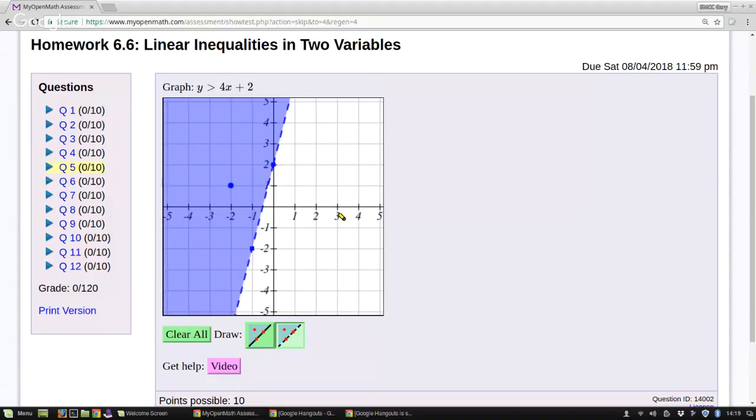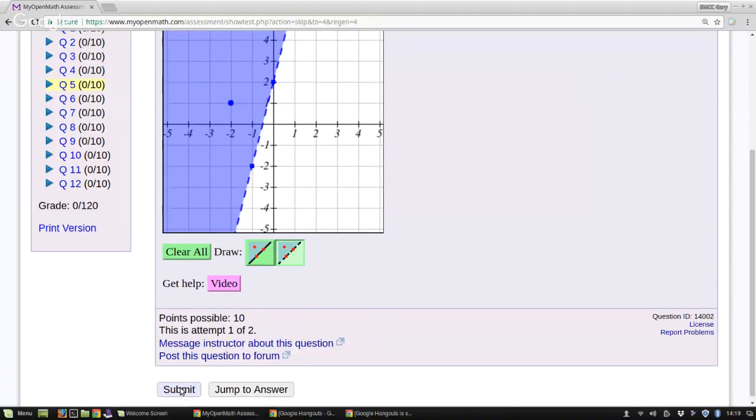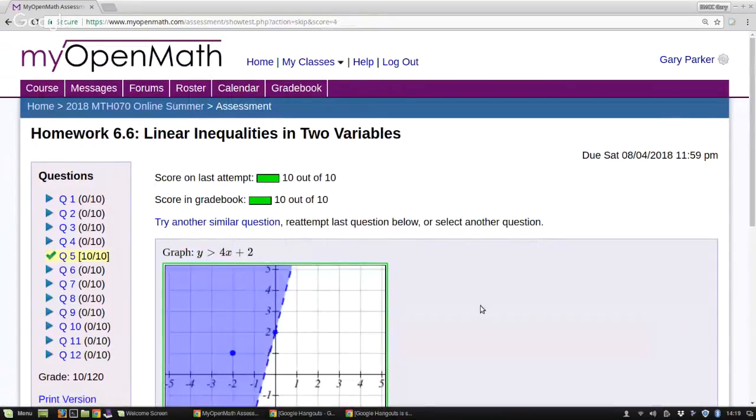So just double checking 3, 3, for example. 3 times 4 is 12, plus 2 is 14. Y would be 3. This would say 3 is greater than 14. Well, that's false. It's a good thing it's false because it's in the unshaded area. So I believe I have a correct solution there. I can submit it and see. I got a green light.